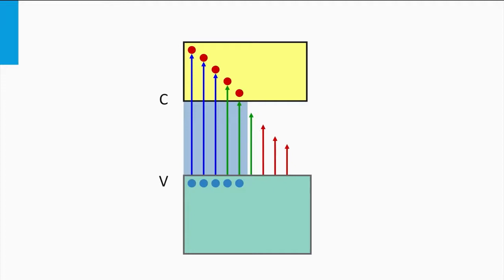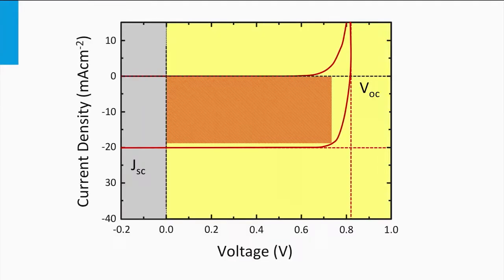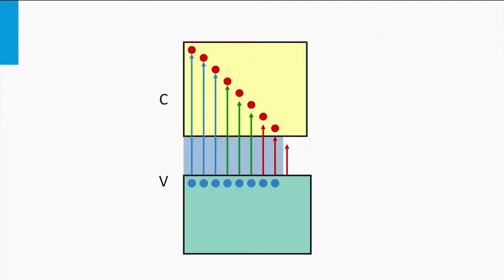Note that in this illustration the bandgap is relatively large. Only the blue and partly the green photons are able to excite charge carriers. If we look to the JV curve, this is indicated by a relatively low short circuit current density, while due to the large bandgap, a higher open circuit voltage can be obtained.